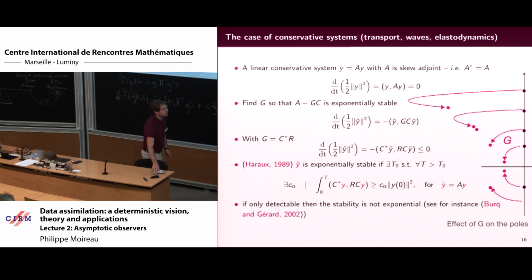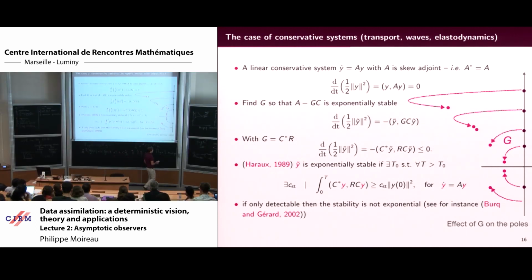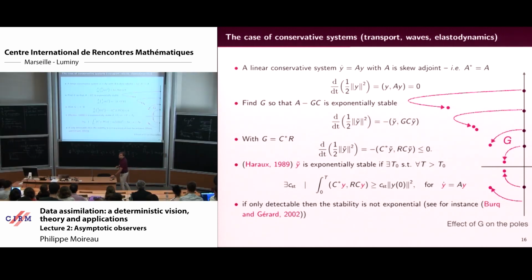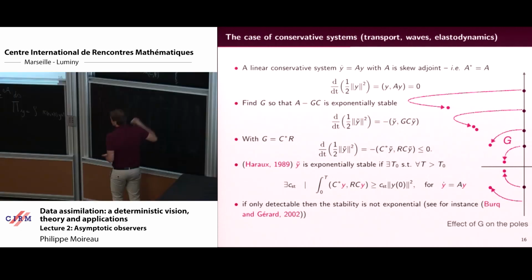Maybe since I'm there, I can just do a little digression and let's do the same idea but for a parabolic system. I told you for a conservative system I can choose just gamma C star. Do you think it's possible for a parabolic equation?